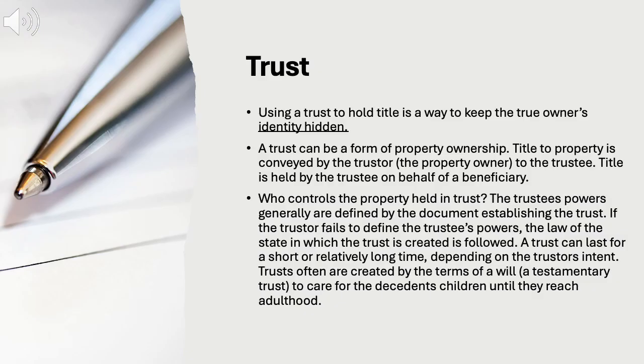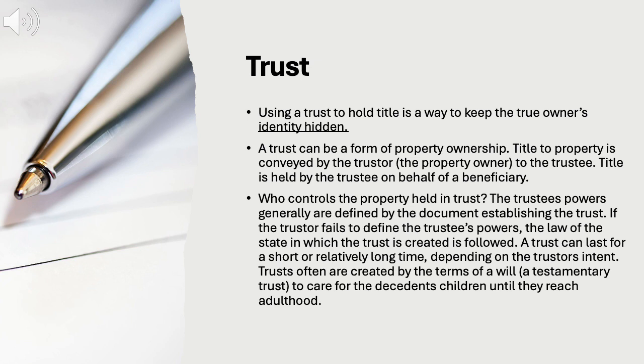Trust. Using a trust to hold title is a way to keep the true owner's identity hidden. A trust can be a form of property ownership. Title to property is conveyed by the trustor, the property owner, to the trustee. Title is held by the trustee on behalf of a beneficiary who controls the property held in trust.